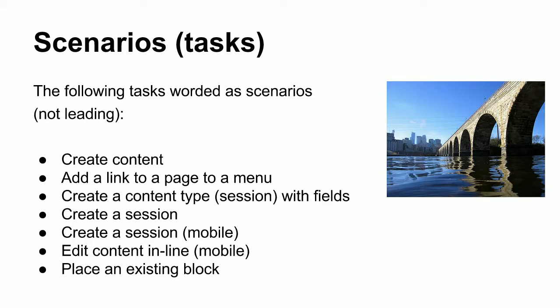So the scenarios that we gave them were common tasks that you would do on your Drupal website. It wasn't anything super complex, but they were typical site building tasks that you would do. So creating content, adding a link to a menu, placing a block, maybe making a content type, all typical tasks. And we gave these tasks as scenarios. The scenario we gave them is to build a conference website about environmental preservation of the Mississippi River, a local team.